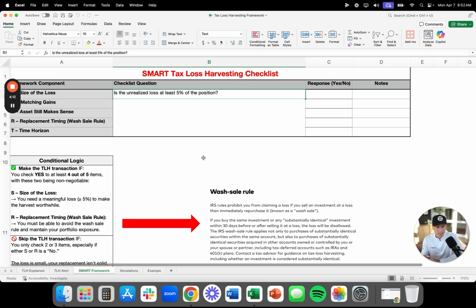It could be, it's part of the SMART framework, but it's not the only thing here. It's something to check the box, kind of say yes or no to. So if I go over here and I actually hit the drop down, you guys can use this exact framework. I'm going to say yes for this example.